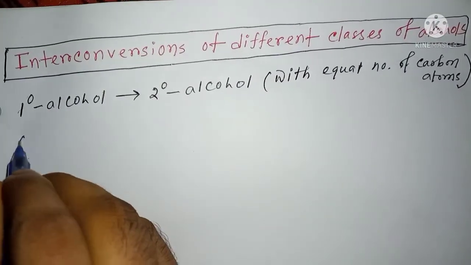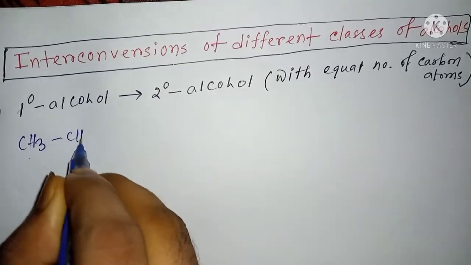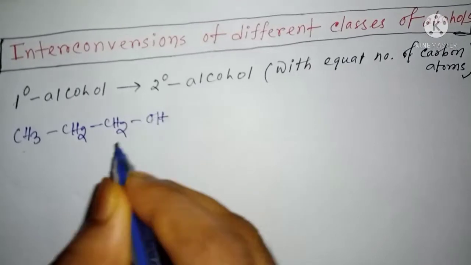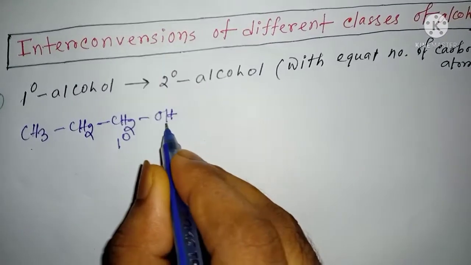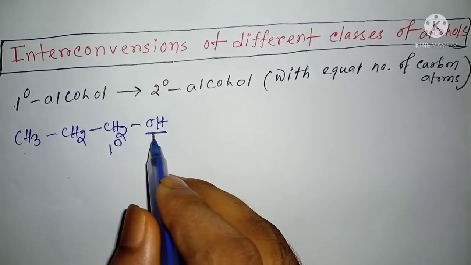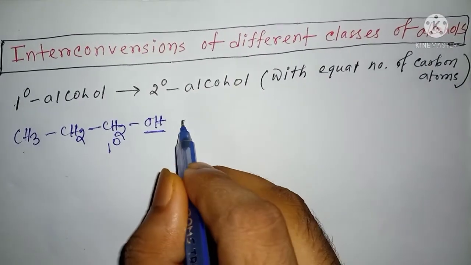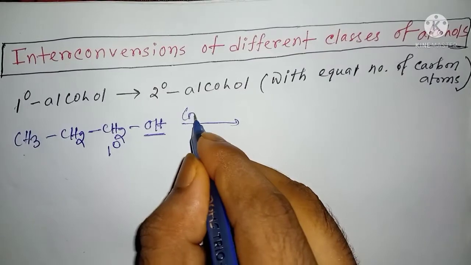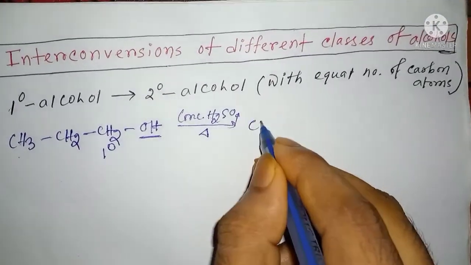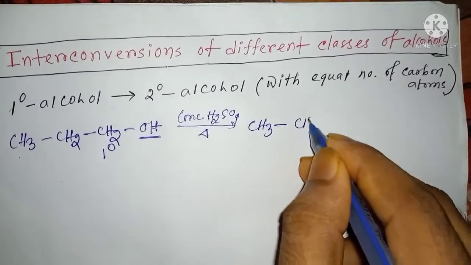Now, example: CH3CH2CH2OH. This is a 1 degree carbon, so this is a 1 degree alcohol. OH is attached to a 1 degree carbon, so OH is 1 degree. Now, in concentrated H2SO4 and heat, this is converted to an alkene.